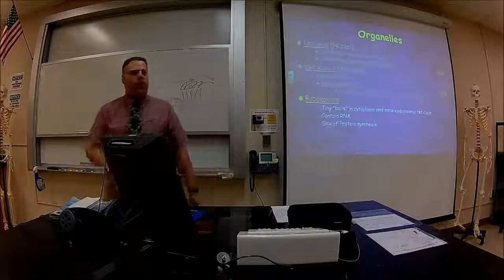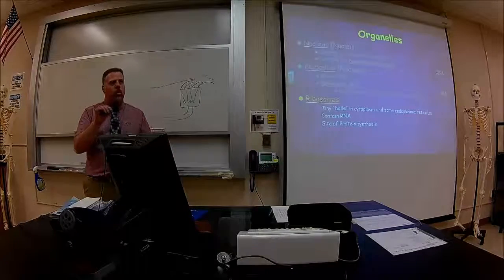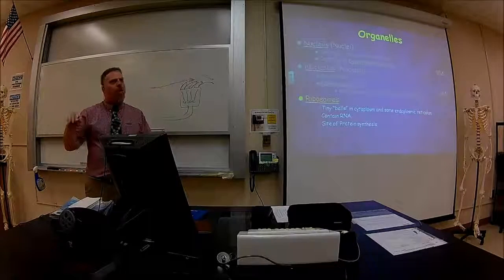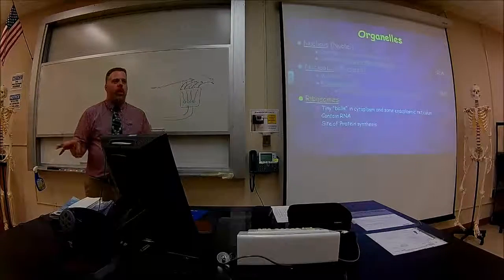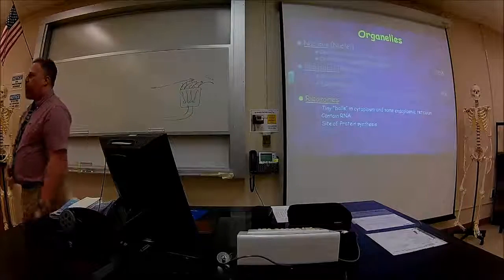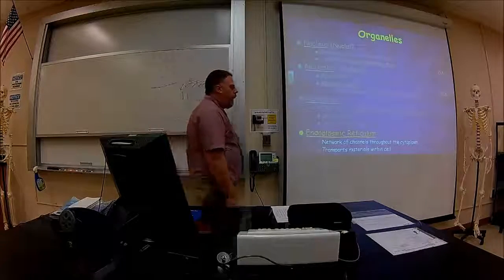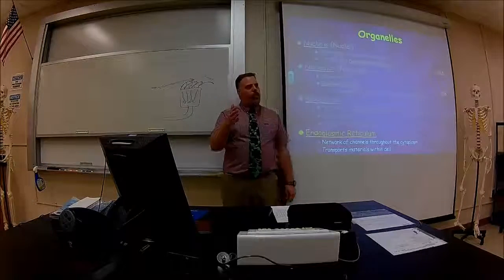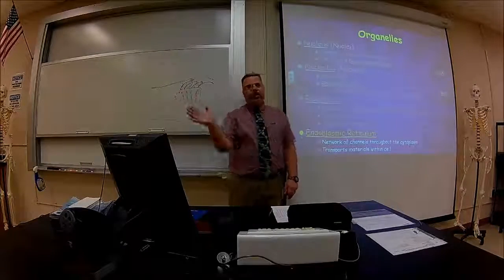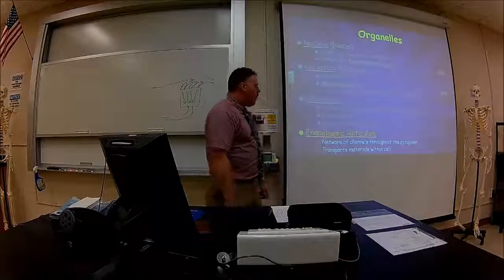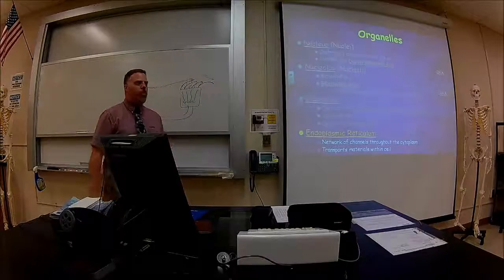Some of these ribosomes, and they're very small, they're little balls, they may be just free-floating in the cytoplasm, or they may be right on a road. And that road is called the endoplasmic reticulum. The endoplasmic reticulum is going to go from the nucleus and its roadways throughout the whole cytoplasm, okay? And it's going to transport materials from one part of the cell to another.